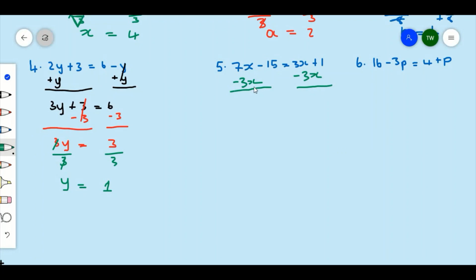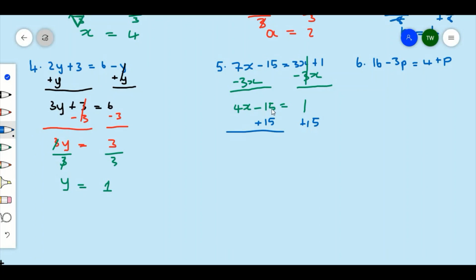7x minus 3x, that's going to leave us with 4x, minus our 15 here is equal to 3x minus 3x, that's going to give us 0. So all we are left with is just positive 1. Now we need to get rid of this minus 15. So what we're going to do is to add 15 to both sides. So we're going to add 15 to this side. And we're also going to add 15 to this side as well.